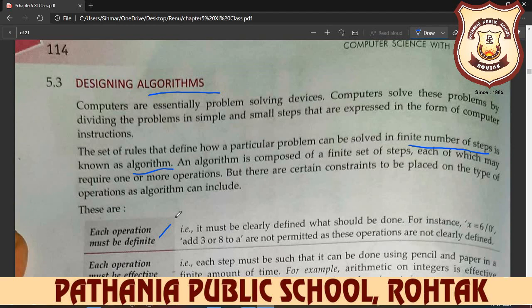In an algorithm, we decide what we want to do. For example, again we take the same example: we calculate the simple interest, or we want the addition of two numbers. Then we require number one and number two. Operations such as these are not permitted as they are not clearly defined. You just write down here add 3 or 8. Here we don't write down the complete coding of your program.